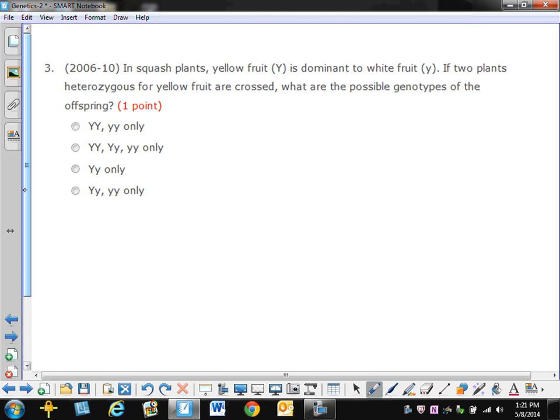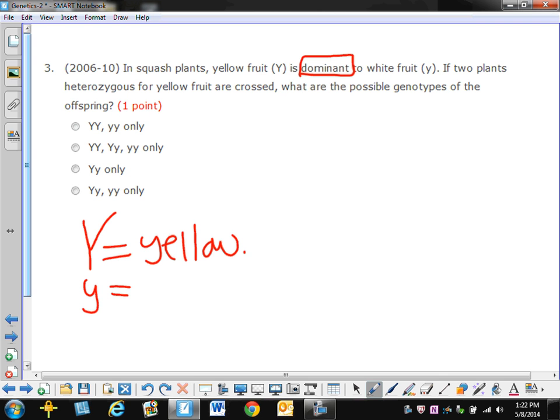In squash plants, yellow fruit is dominant. There's our word. What are we going to do with the word dominant? What are we talking about? The fruit. What color is the fruit? Yellow. What letter are we going to make it then? Y. What kind of Y? Okay, so we can write our code starting right here. Capital Y equals yellow. Now we've got to find out what the other part is. White fruit. Then what is little y, Kevin? White.